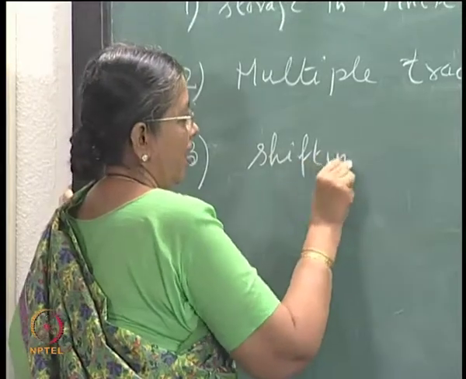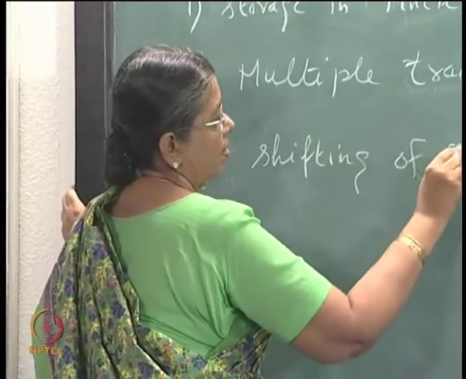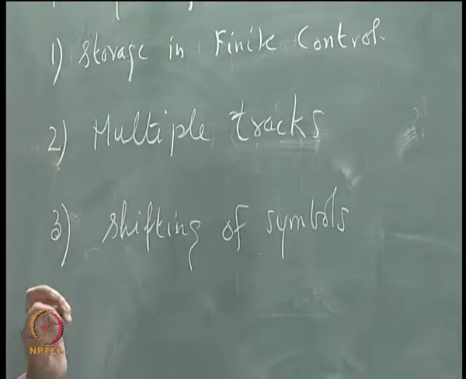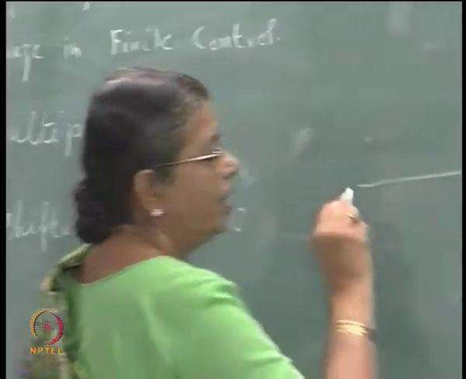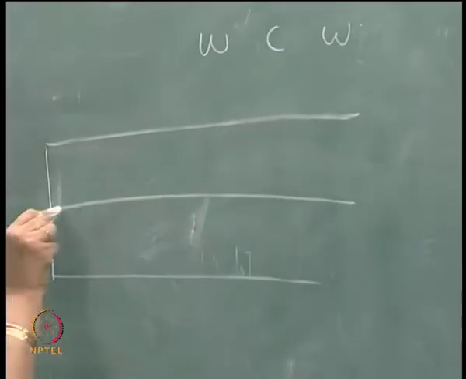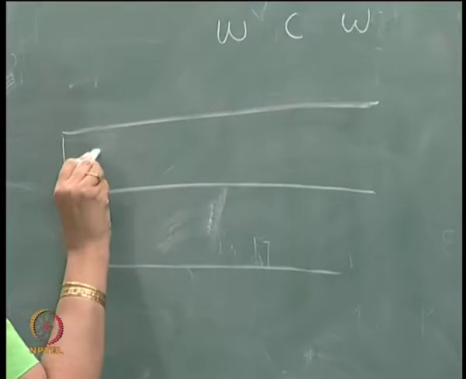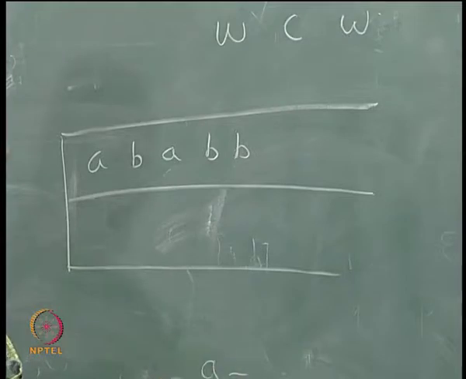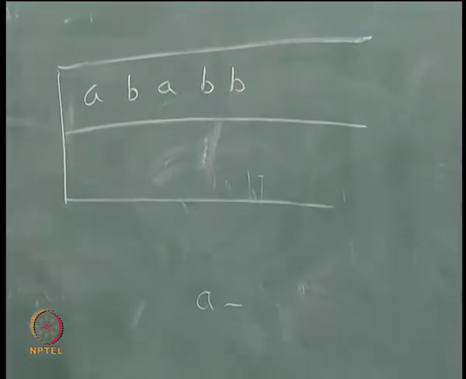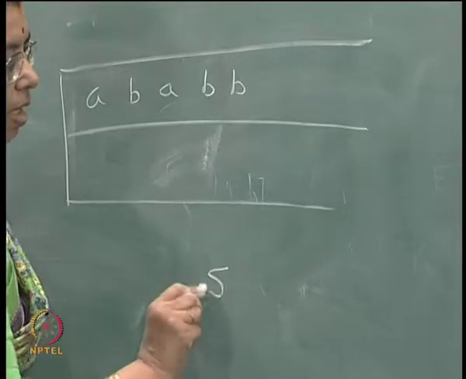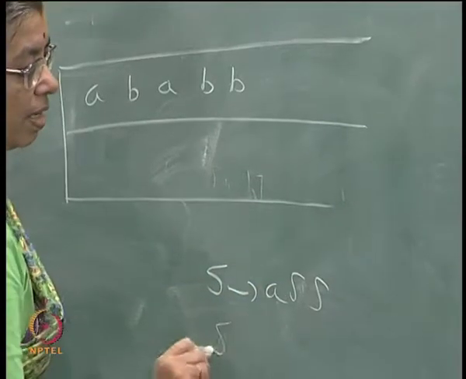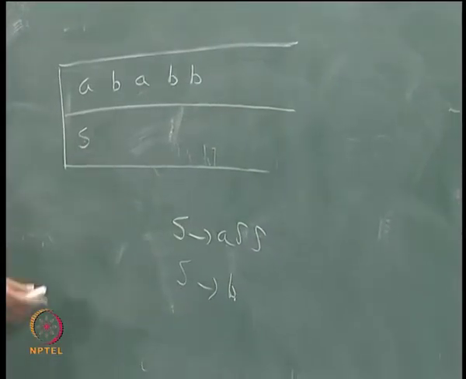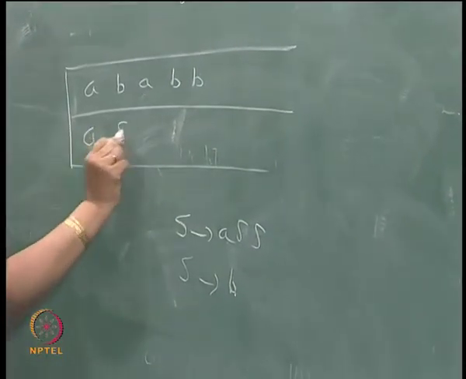Shifting of symbols. Again I will take the example of a grammar. I want to check whether something like A B, A B B is derivable using the grammar. S goes to A S S, S goes to something else. So, I start with S in the second track, replace it by A S S.